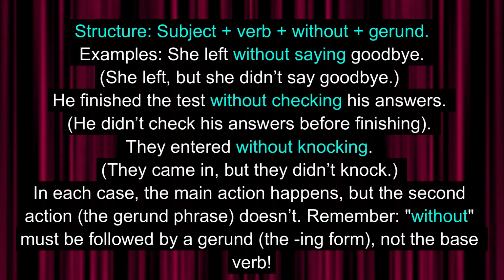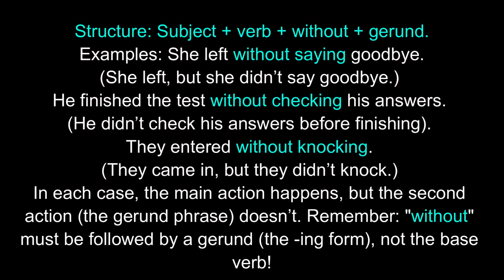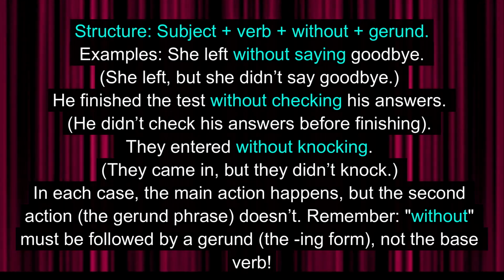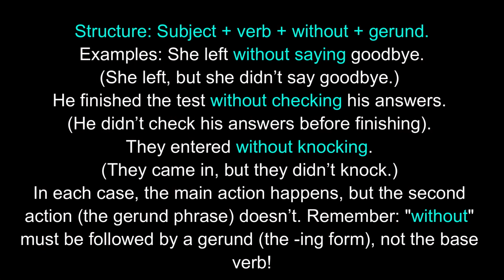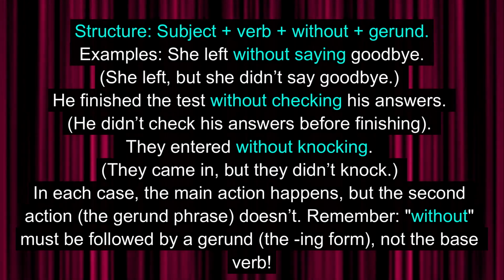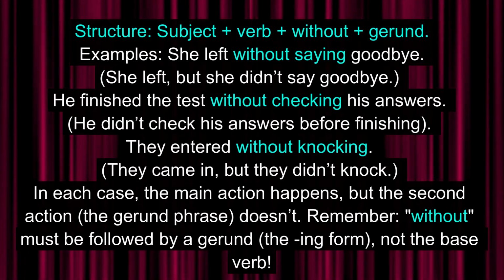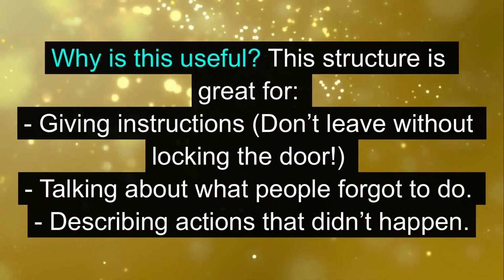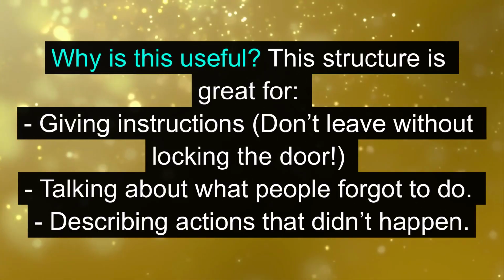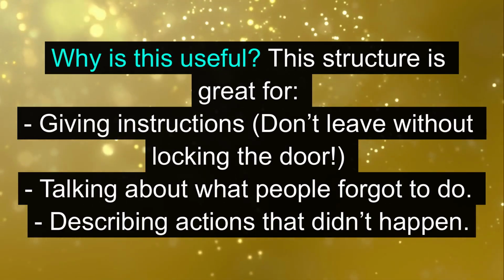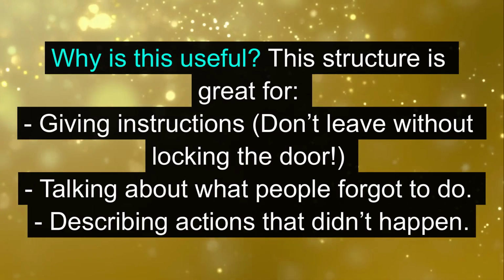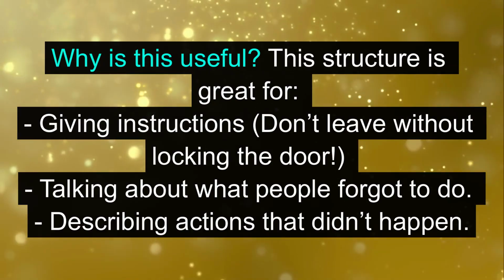In each case, the main action happens, but the second action, the gerund phrase, doesn't. Remember, without must be followed by a gerund, the ing form, not the base verb. Why is this useful? This structure is great for giving instructions, like don't leave without locking the door, talking about what people forgot to do, and describing actions that didn't happen.